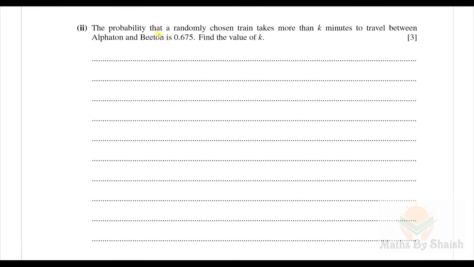Find the probability that a randomly chosen train takes more than k minutes to travel between Alphaton and Beaton is 0.675. So find the value of k. Let's write it. First of all, the probability that the time taken is more than k minutes is 0.675. So in the standard form it is going to be the probability of Z greater than k minus the mean, that is 140, over the standard deviation, that is 12.